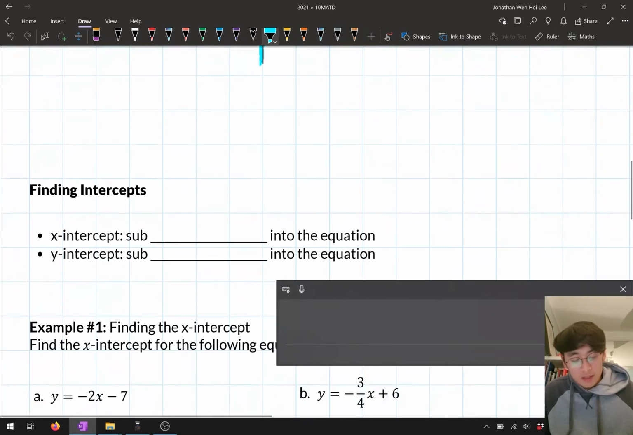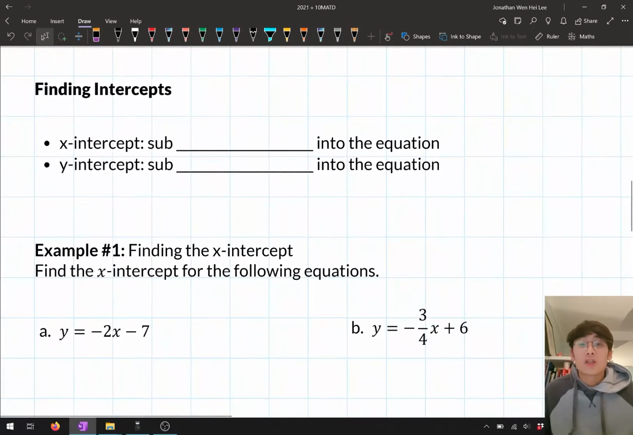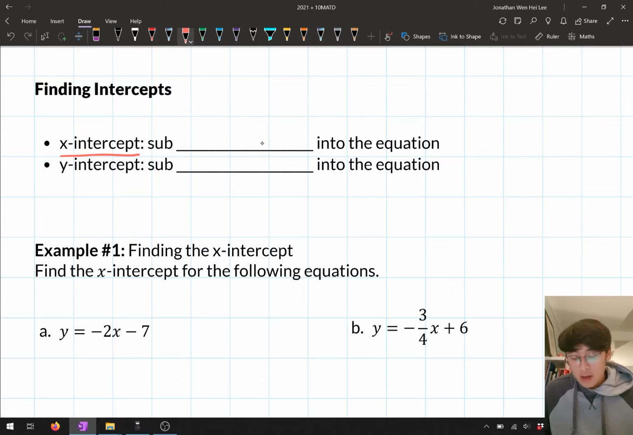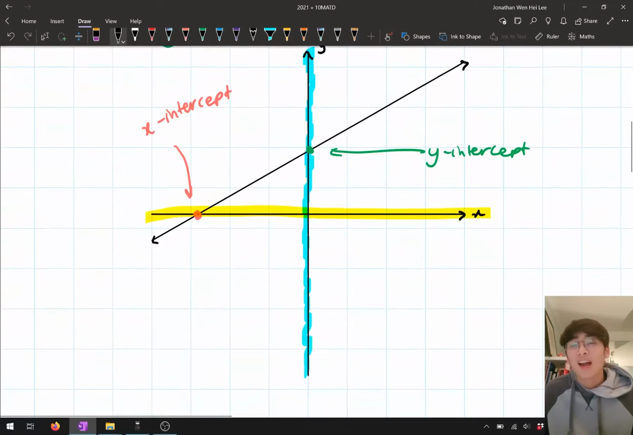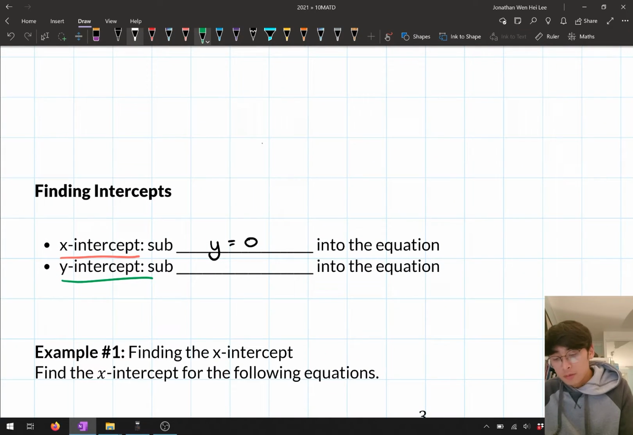Firstly, finding intercepts. When we're finding intercepts, we need to substitute a value. When we want to find the x-intercept, where the line touches the x-axis, we sub in y is equal to 0. That's because the line along the origin, this yellow highlighted line, is just y is equal to 0. Similarly, if we want to find the y-intercept, we sub in the opposite. Here we're going to sub in x is equal to 0.